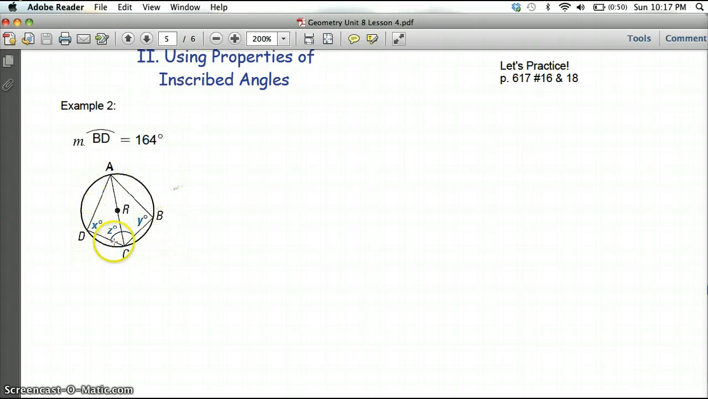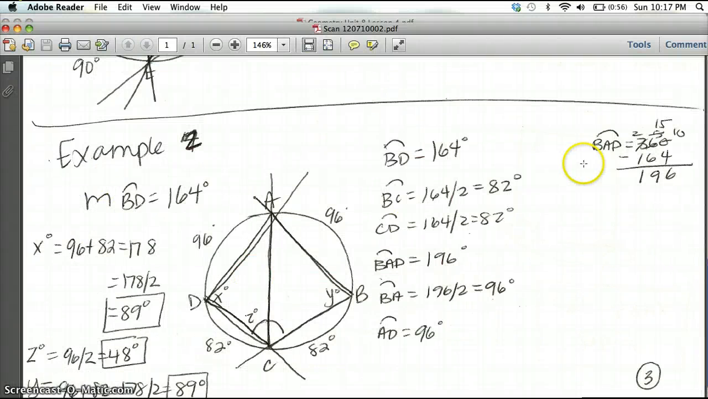Now, we know that an entire circle is 360 degrees. So before I even find x degrees, z degrees, and y degrees, I want to fill in all the information that I know. If arc BD is 164, I'm going to subtract that from 360 to find the arc of BAD. So 360 minus 164 is 196 degrees. Now, I also know that AC is my diameter, which cuts my circle in half. And because I have these chords here, I also know that arc AB and arc AD are congruent. So I divided 196 by 2.